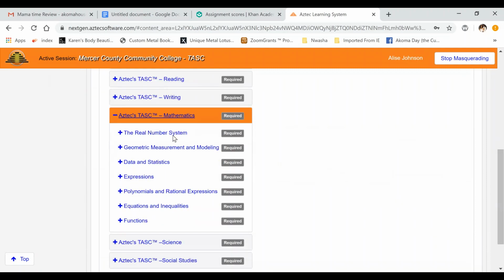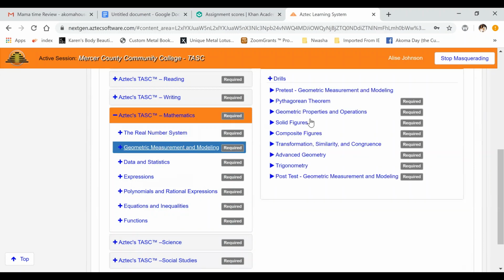and we already did some things in numbers. We did some things in data and statistics. We did the expressions which don't have equal signs. We did a little bit of equations and inequalities. So now this is the section that we kind of skipped over in Aztec, geometric measurement and modeling. If you click on that, where we just were is really geometric properties and operations, where we're going to talk about the basics of square, rectangle, circle, triangle. And we're skipping over Pythagorean theorem right now. We're going to do that when we actually go over triangles in a couple days.